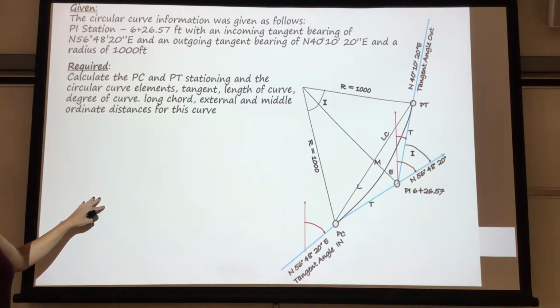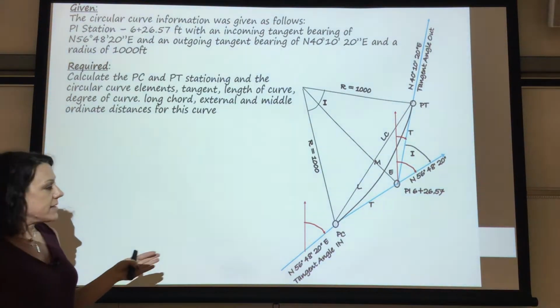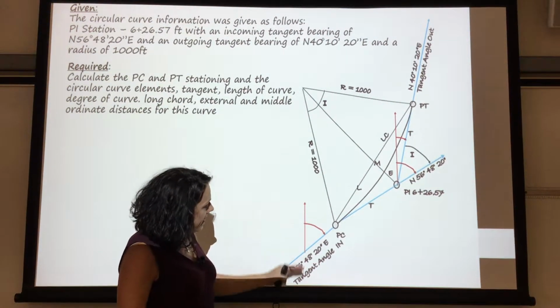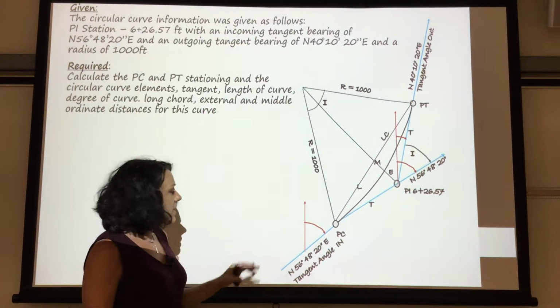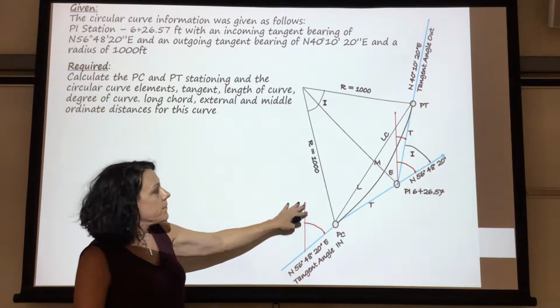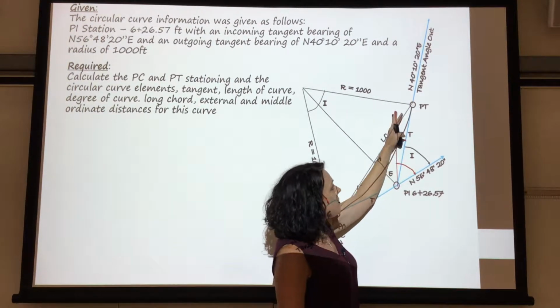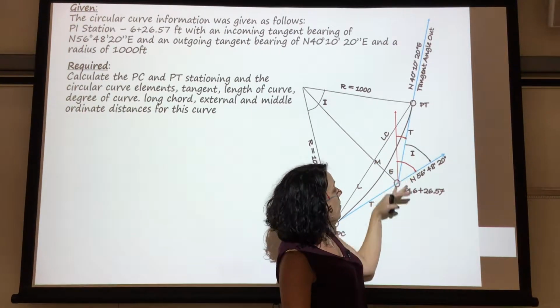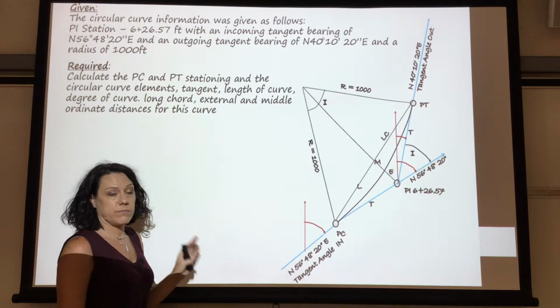Let's start with our tangent coming in and refresh ourselves on bearings. If north is straight up and I'm going northeast, that means this angle right here is 56, 48, 20. On this one, where that intersecting point is, if north is straight up, it's saying that it's going out from this point at 40, 10, 20, okay?